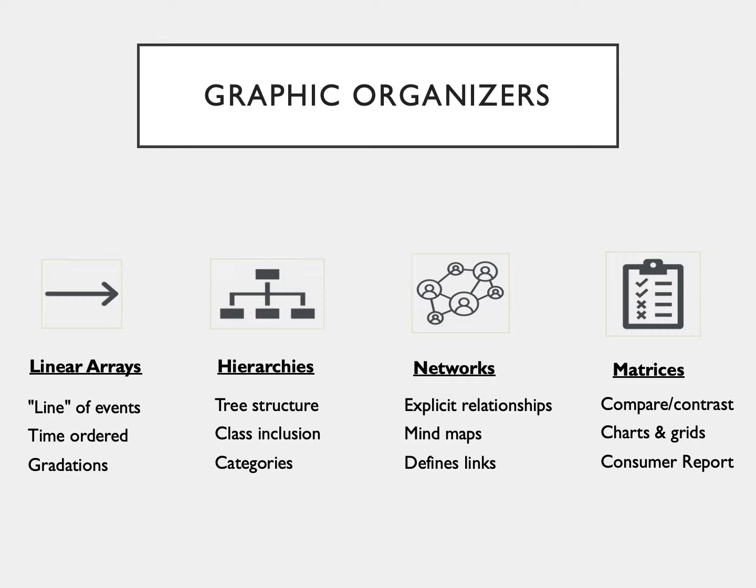Hierarchies are good for topics where information is organized according to class inclusion rules. For example, a family tree, an organizational chart for a business, or a table of contents that lists chapters and then subheadings for those chapters.